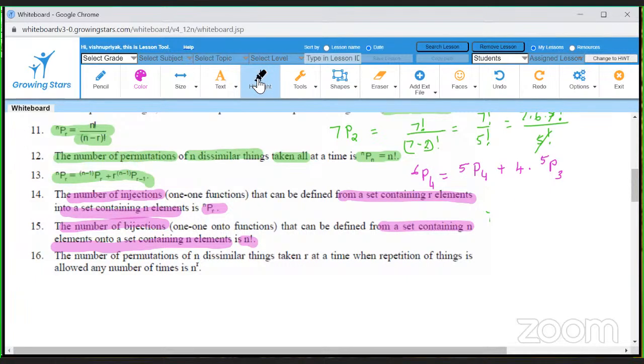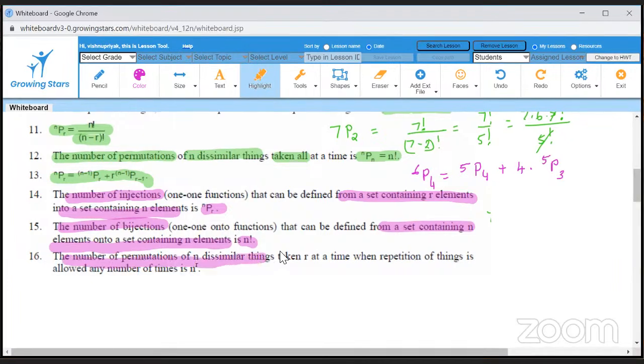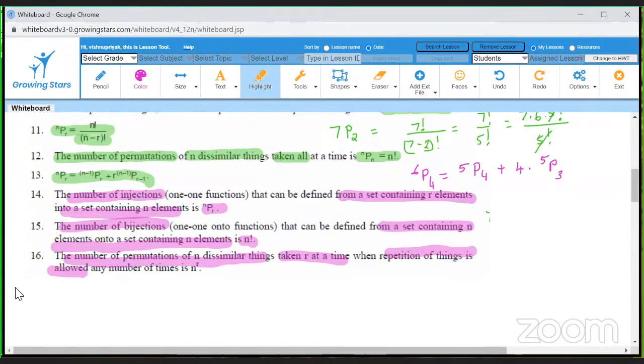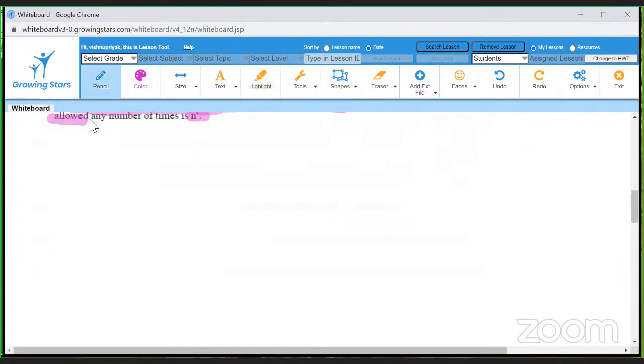Next, the number of permutations of n things taken r at a time when repetition is allowed will be n power r. So what is meant by repetition allowed and repetition not allowed? For that, I have to explain to you with an example.